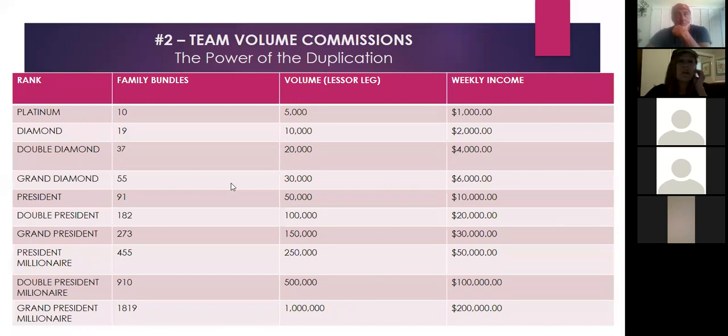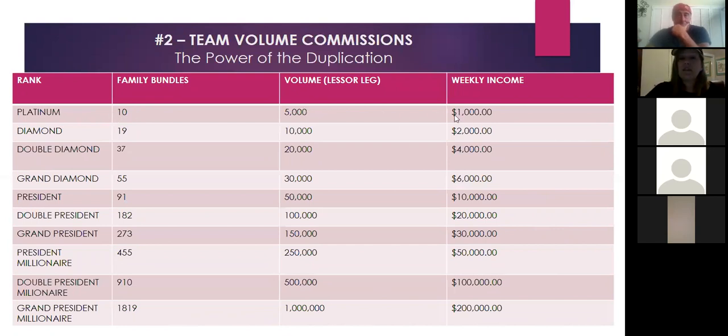So let's look at what happens when you build this right leg and you build this left leg, finishing up with dual team commissions. You want to always basically balance your 2 legs because the way you're going to hit your ranks is based on what your lesser leg does, okay? So if you want to hit platinum, what do you need in your lesser leg? You need 5,000 points. Well, 500 family packs, 10 family packs is what you would need on your lesser leg to hit the platinum level.